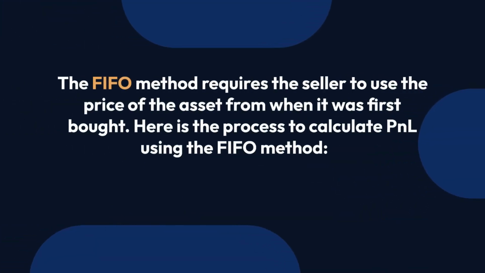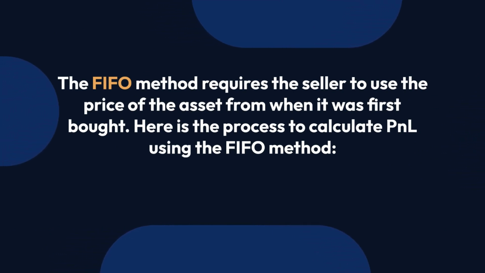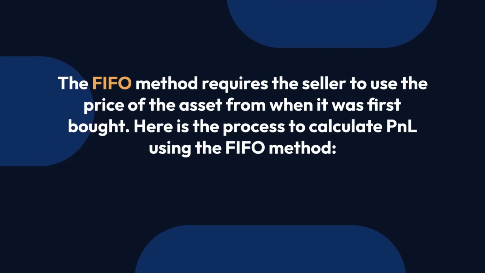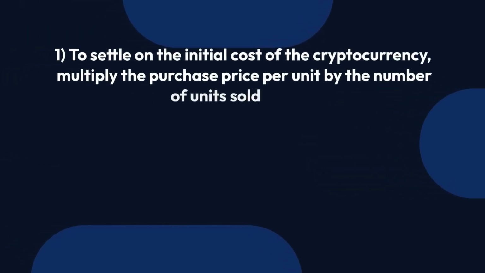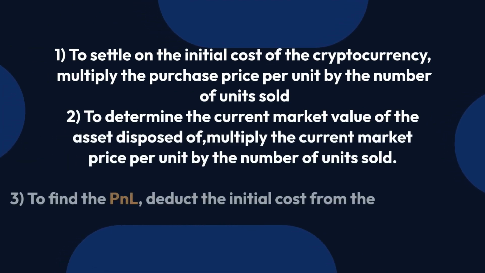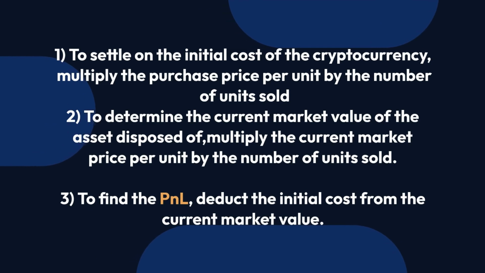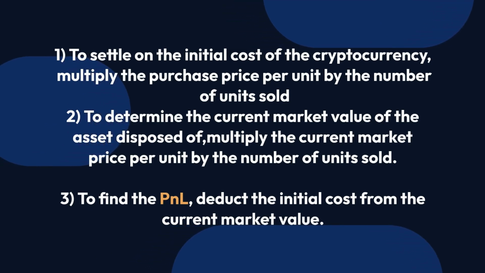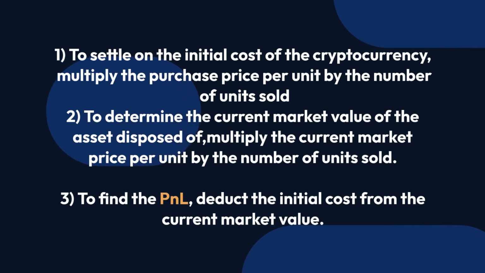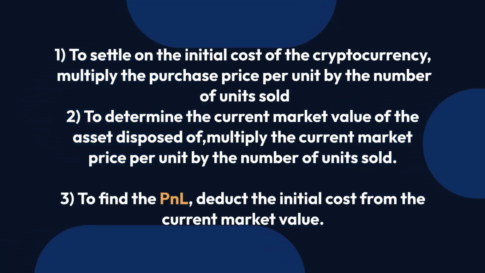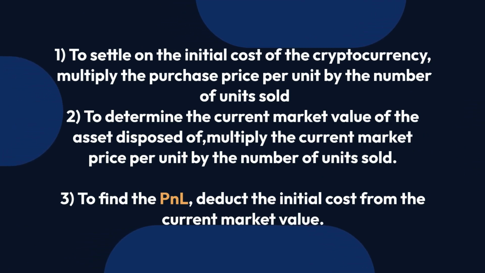The FIFO method requires the seller to use the price of the asset from when it was first bought. Here is the process to calculate PnL using the FIFO method. 1. To settle on the initial cost of the cryptocurrency, multiply the purchase price per unit by the number of units sold. 2. To determine the current market value of the asset disposed of, multiply the current market price per unit by the number of units sold. 3. To find the PnL, deduct the initial cost from the current market value.